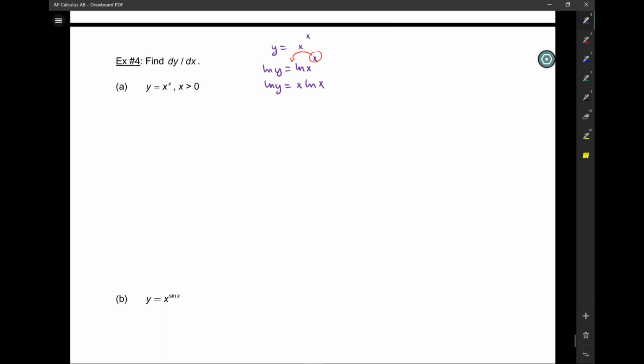Next, what's the next step? Implicit differentiation. Implicit differentiation means take a derivative of both sides, and that's when we have dy/dx show up. Okay. So what's the derivative of ln? 1 over, right? So here it's going to be 1 over y times dy/dx. So this is my implicit differentiation.